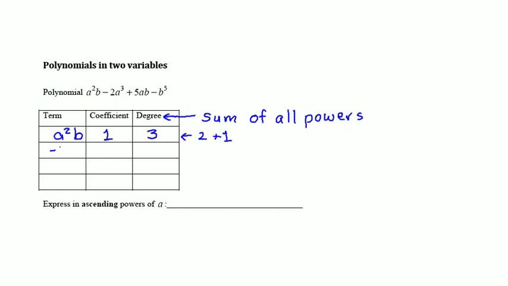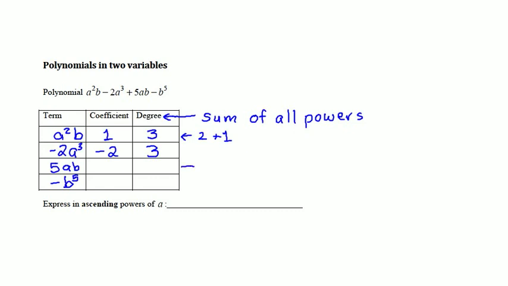For the rest of the terms, that's negative 2a cubed, 5ab, and minus b to the 5th. We're going to do the same thing. The coefficient of negative 2a cubed is negative 2. There's only one variable here, so this is also a degree 3 term.